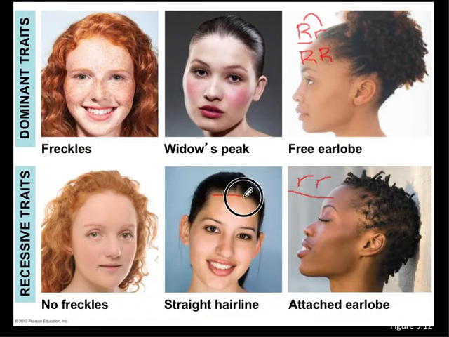If you've got a straight hairline, that's a recessive trait, and if you've got no freckles, that's a recessive trait. So you would have 2 lowercase letters if you don't have freckles.